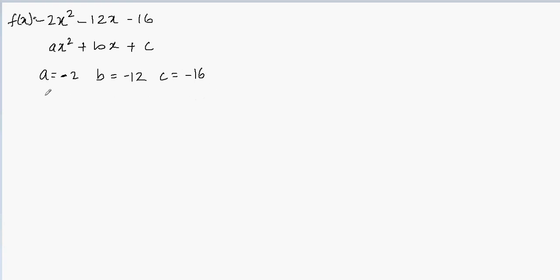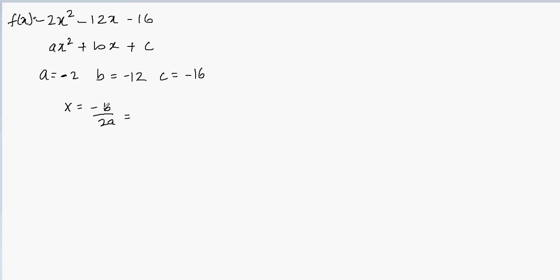Now, let's talk about the vertex first before finding the axis of symmetry here. For finding the x-coordinate of the vertex of a quadratic equation, there's a formula which is x equal to negative b over 2a. So what we have to do is just plug in the values of a and b in this formula.